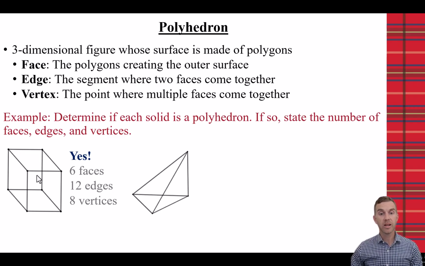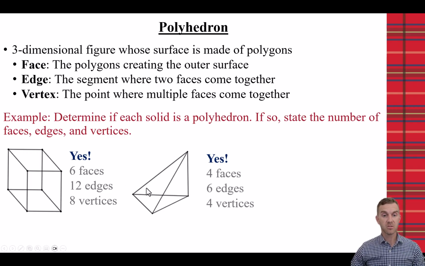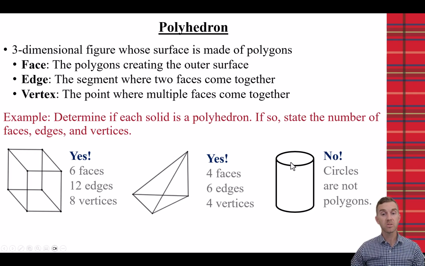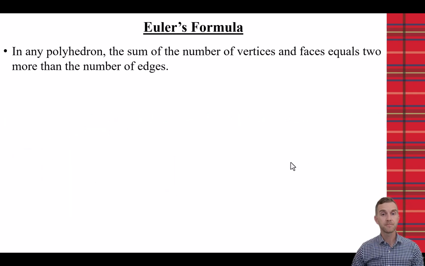Here we have what's called a triangular pyramid. And again, this is made up of triangles which are polygons. So yes, this is a polyhedron. And we'd say that there are 4 faces because there's 4 triangles that make up the shape, 6 edges because there's 6 segments that we go around to make it, and 4 vertices, 3 on the bottom and 1 up top. Last shape here is what we call a cylinder. And this would not be a polyhedron because circles are not considered polygons. But it is a solid.